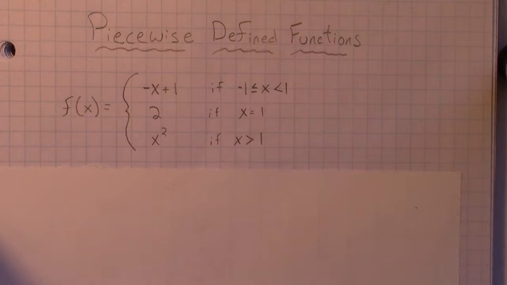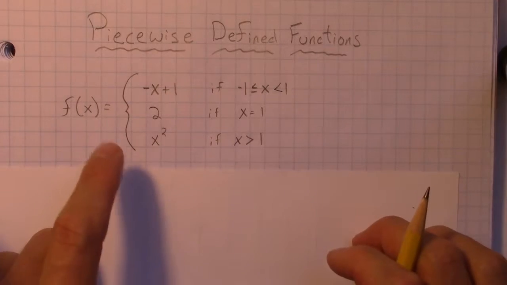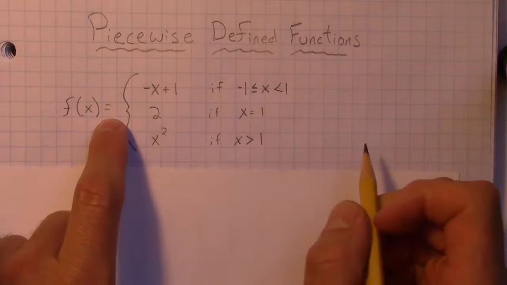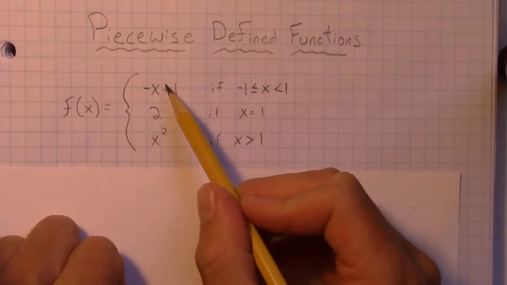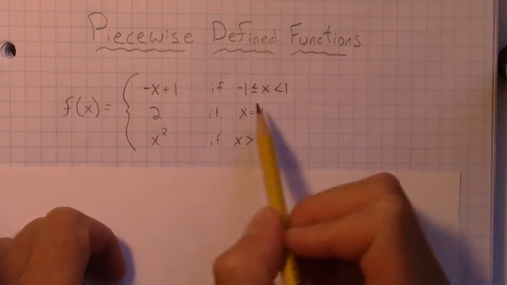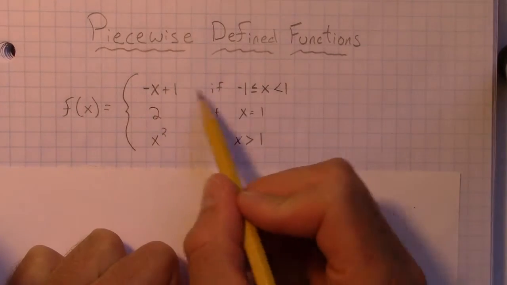All right, piecewise defined functions. Here we go. Looks a little complicated, but I'm going to break it down for you. So f of x equals, this is a big curly bracket, and there's actually three categories here. It kind of looks like a mess, but let me explain it. So just look at the top part.